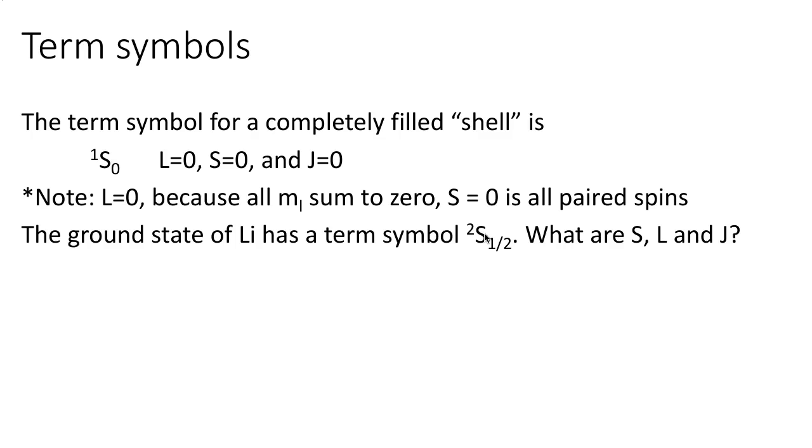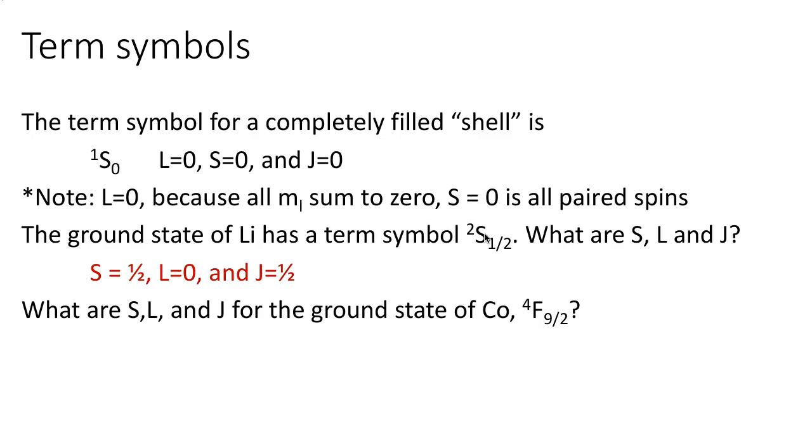So let's take another example. The ground state of lithium has a term symbol doublet S 1/2. So what are our S, L, and J? Well, the 2S plus 1 is 2, so that means S must be 1/2, right? The only way to get that is to have 1/2. The L is 0 because the symbol is S, and then the J is just the number 1/2, as we show here.